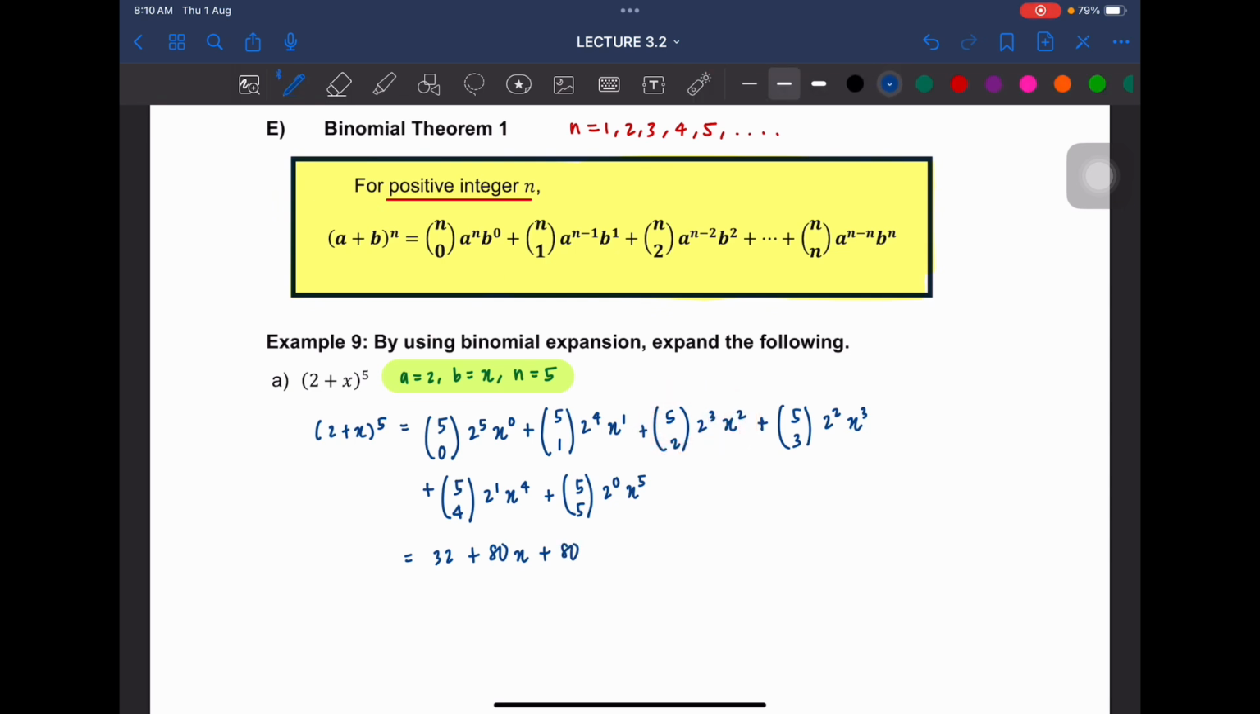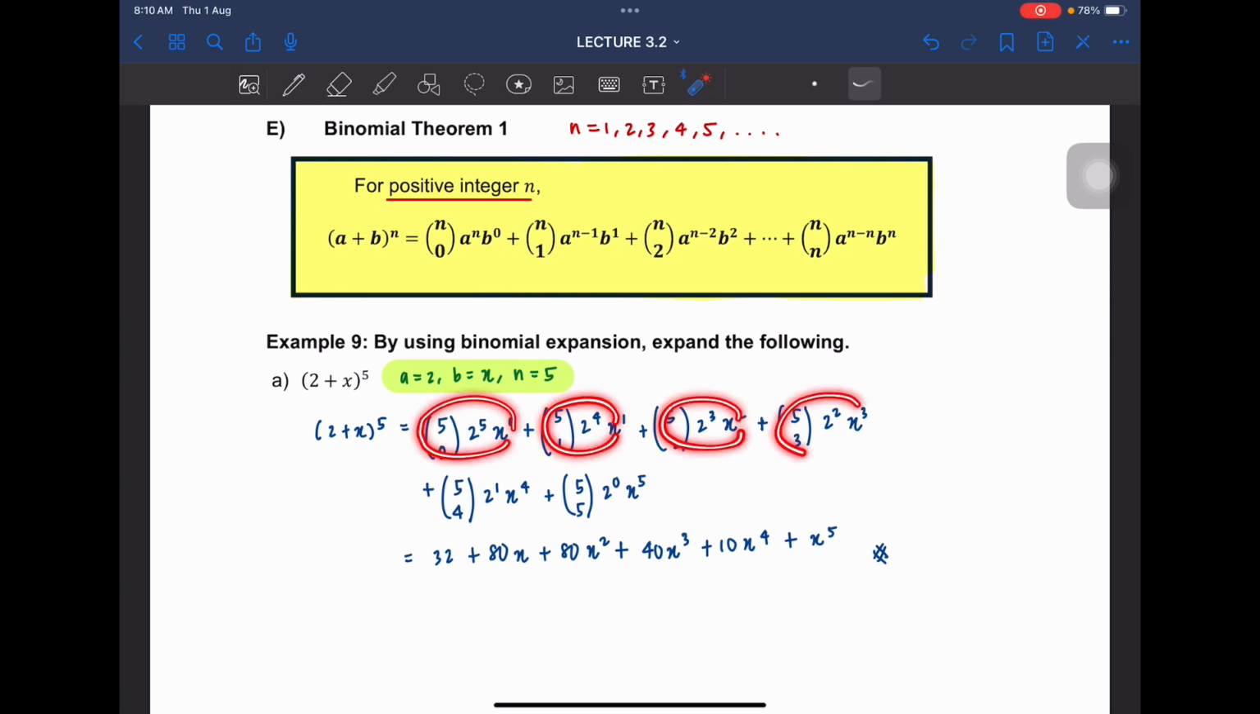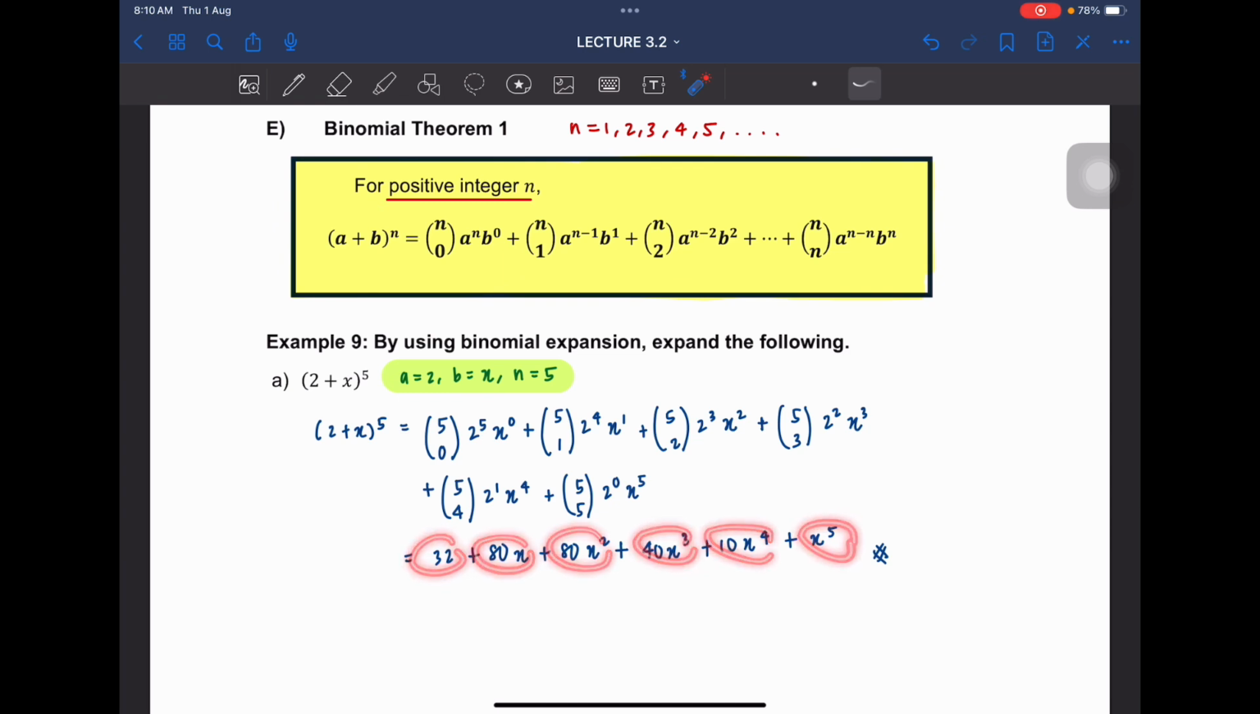So 80x squared. Continue. The next one, you're going to get 40x to the power of 3. And the next one, 10x to the power of 4. And the last one, x to the power of 5. Okay, so I have 1, 2, 3, 4, 5, 6 terms. Okay, so this is your final answer.